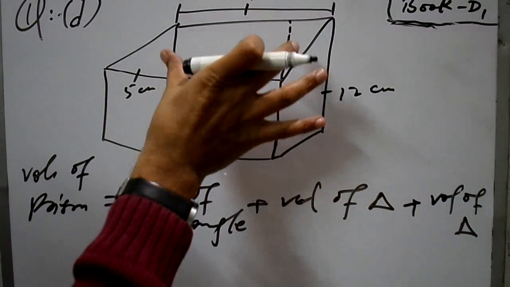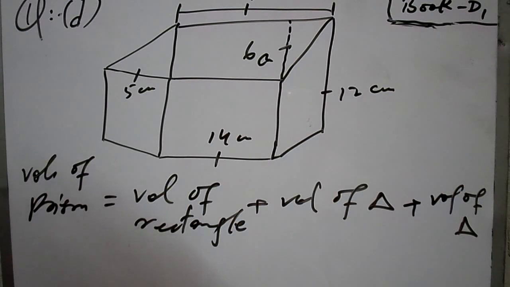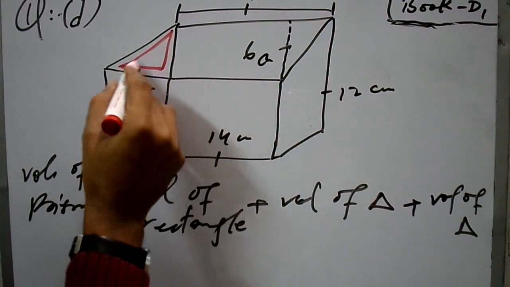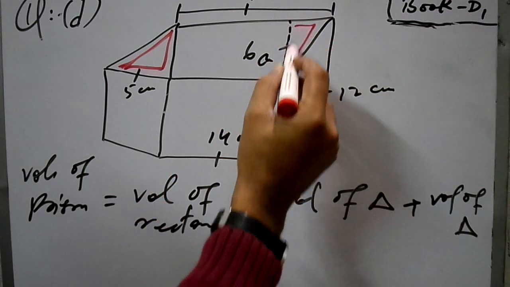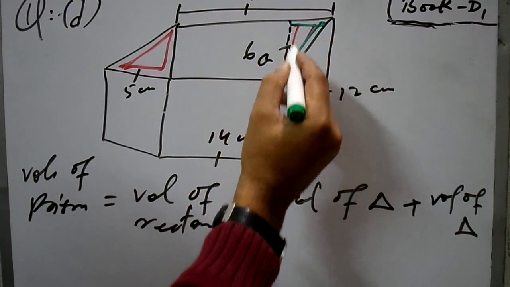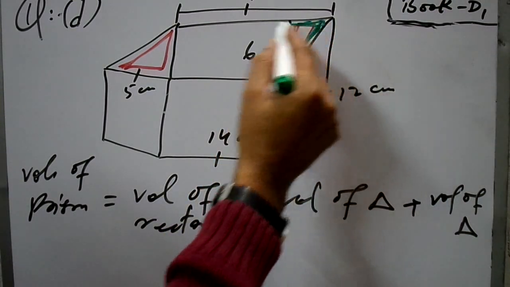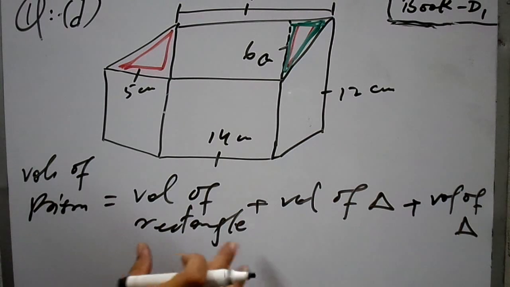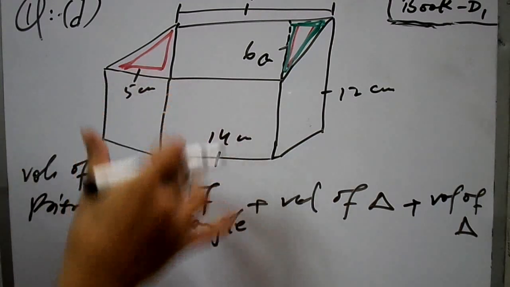So two triangles and one rectangle. That is your one triangle. Second one is this triangle. So to keep distinguishing between these, you can see that is your another triangle. So two triangles volume you can find, and one rectangle, that will be the total volume of the prism.